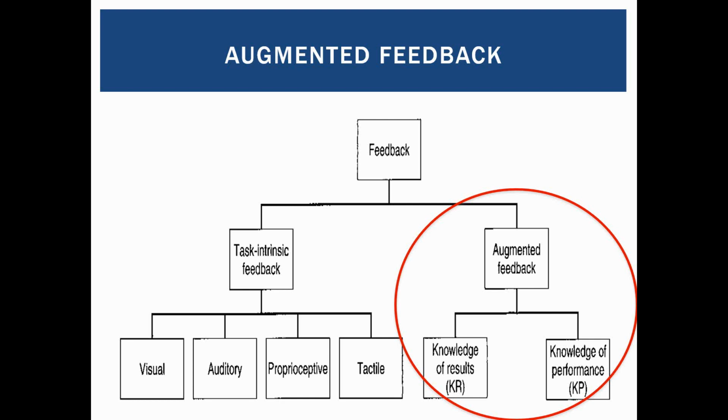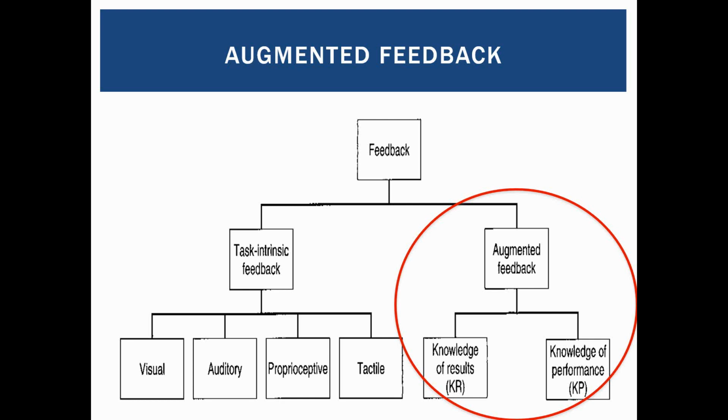Now, both task intrinsic and augmented feedback are forms of feedback. Task intrinsic feedback can be from any of the senses. Usually that comes from visual, auditory, proprioceptive, or tactile information. Of course, it can come from vestibular information or olfactory information as well, but it's less common. But what we're going to focus on is feedback that comes from sources that are extrinsic to the performer. And these are called augmented feedback.